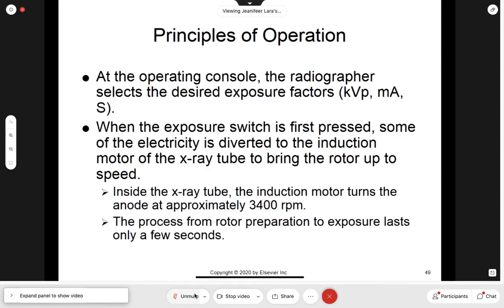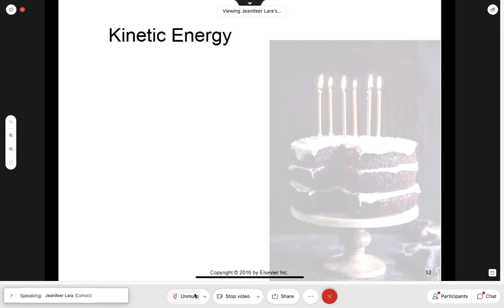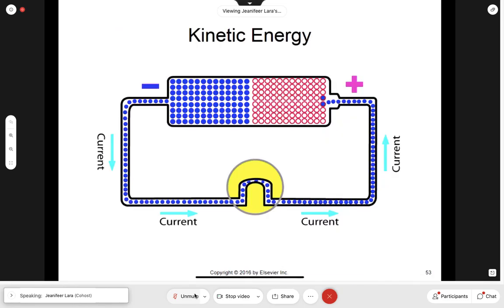So, before we finish out the principles, I want you to understand what is kinetic energy. When we're thinking about electricity, or current, it is going to flow one way. When we're talking about the X-ray tube, we know that electrons are going to flow from the cathode over to the anode. It goes one way. Negativity, or electrons, are going to be attracted to positive. This is the whole point of this.